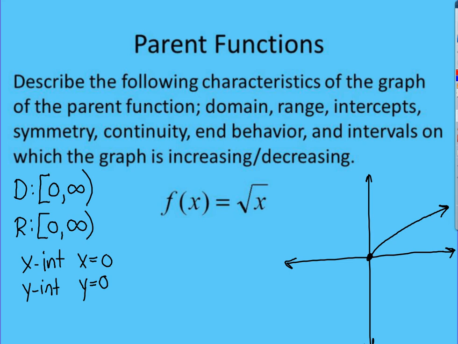You're symmetric about the origin if you can take the object and rotate it 180 degrees around the origin, and it still looks exactly the same. This only has information in quadrant 1, so we cannot rotate it and still have it look the same. So this graph has no symmetry.